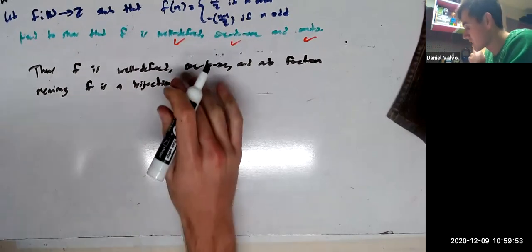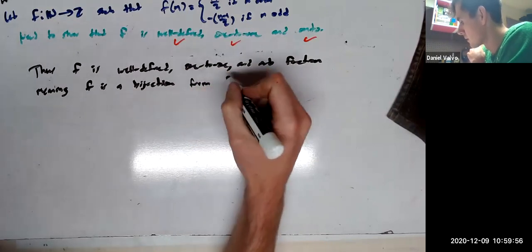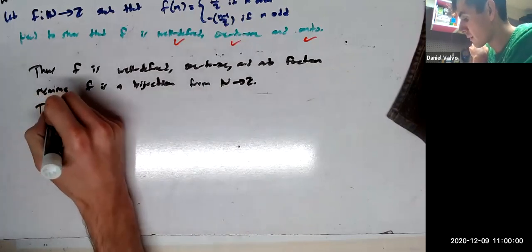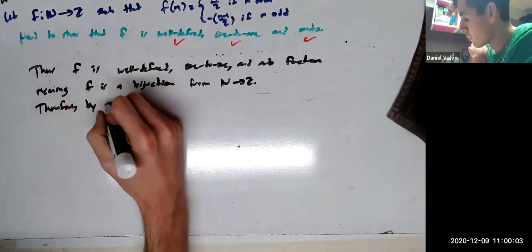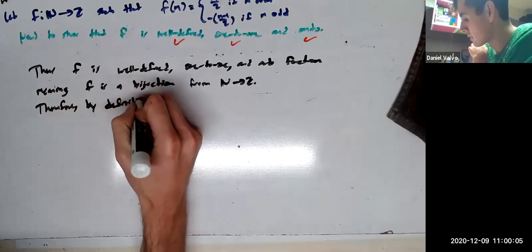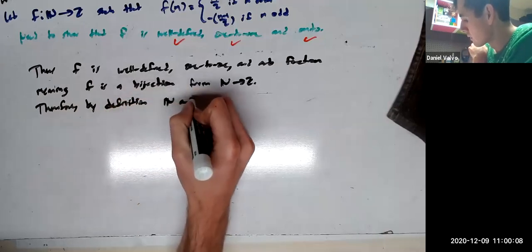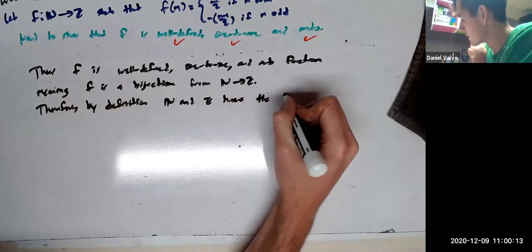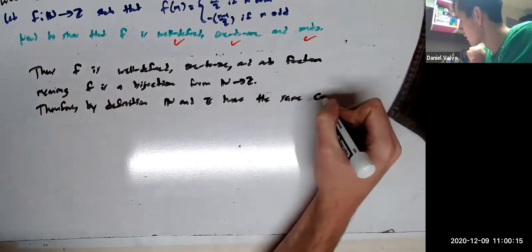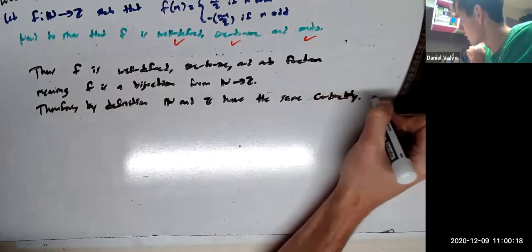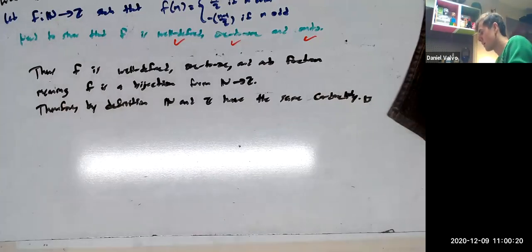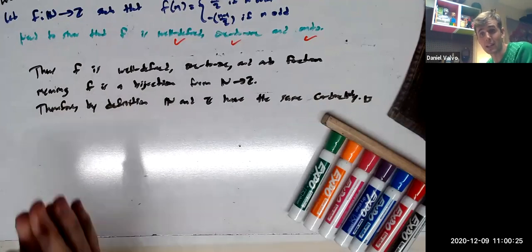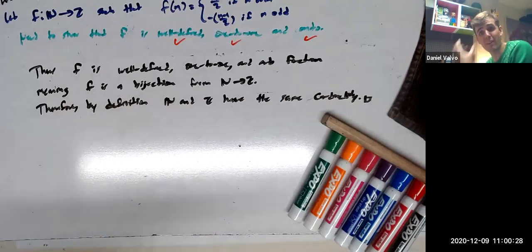And if f is a bijection from N to Z, therefore, by definition, N and Z have the same cardinality. Because again, having a bijection between A and B is the exact definition of what it means for A and B to have the same cardinality, they're the same size.